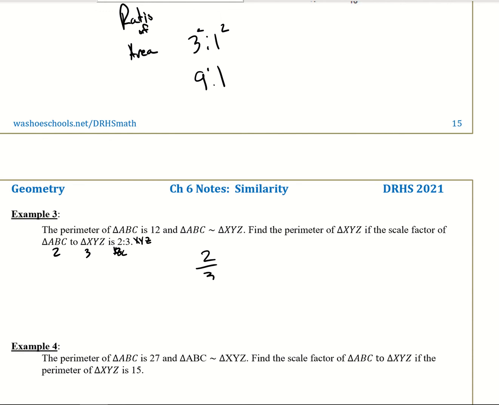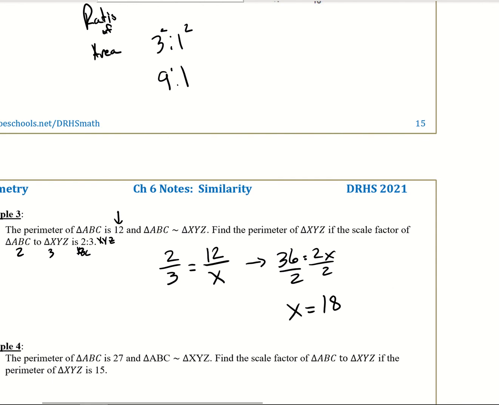So it's 2/3 is equal to ABC is the given one right here. So that goes on top. We're trying to find the missing one, which is the perimeter of XYZ. So now we have our proportion set up. This whole chapter, you're just trying to set up proportions, right? Cross multiply, divide. This is going to be 36 equals 2x. Divide by 2, and we get x equals 18.